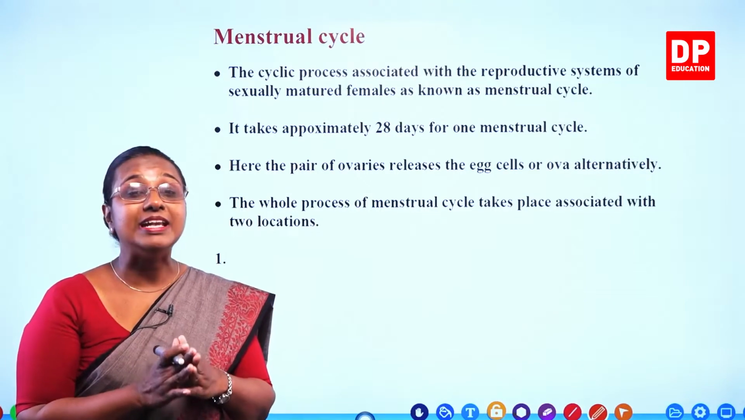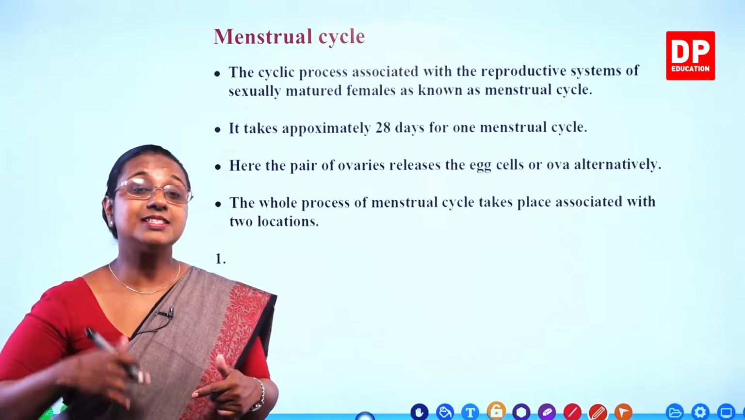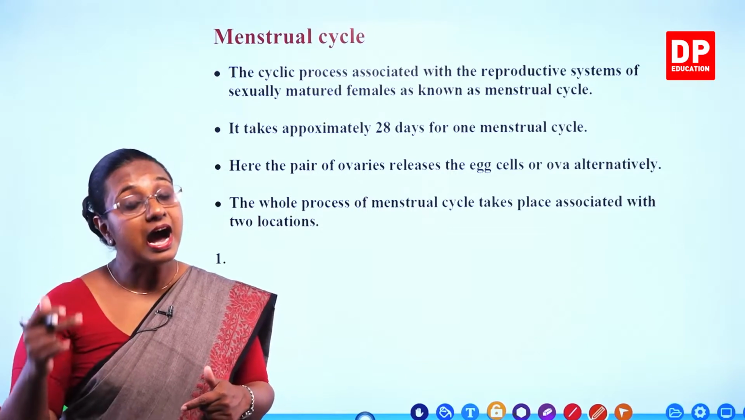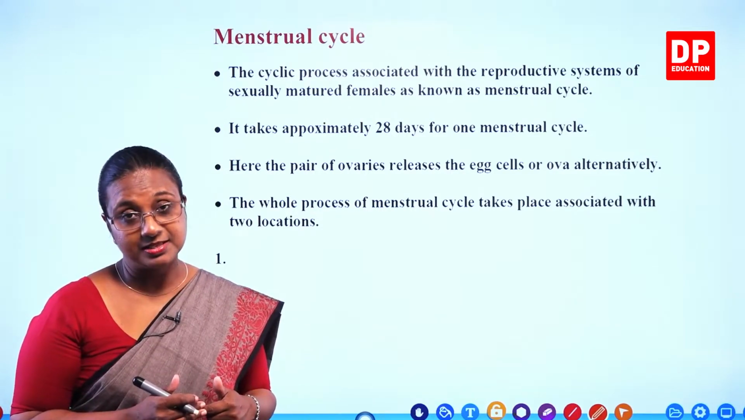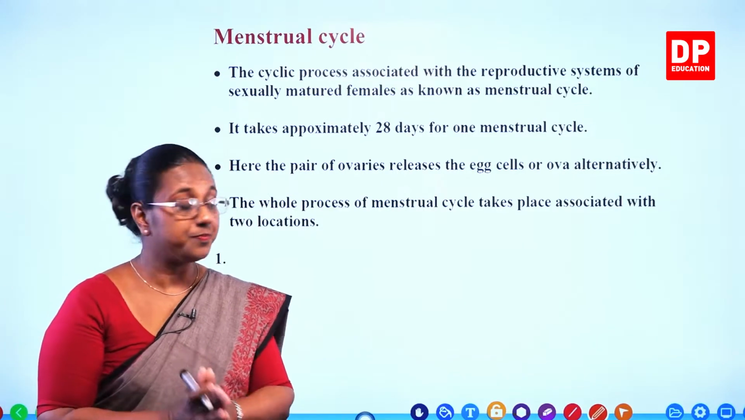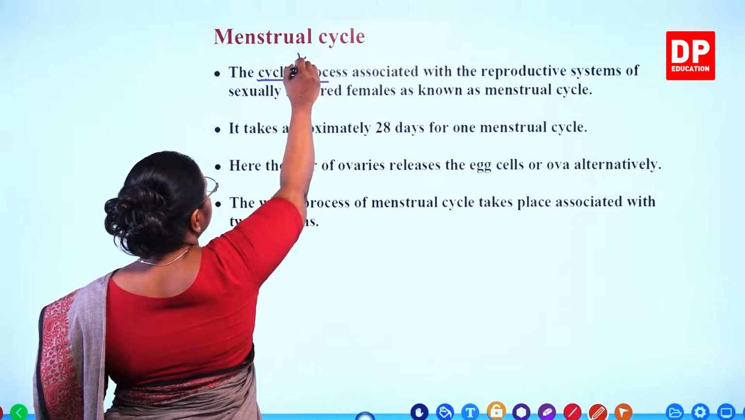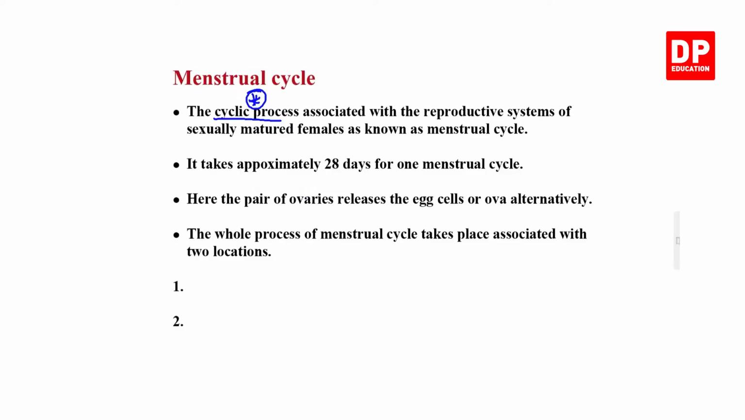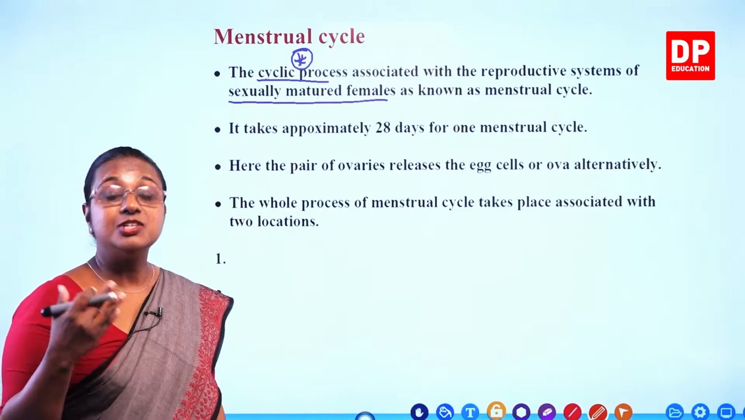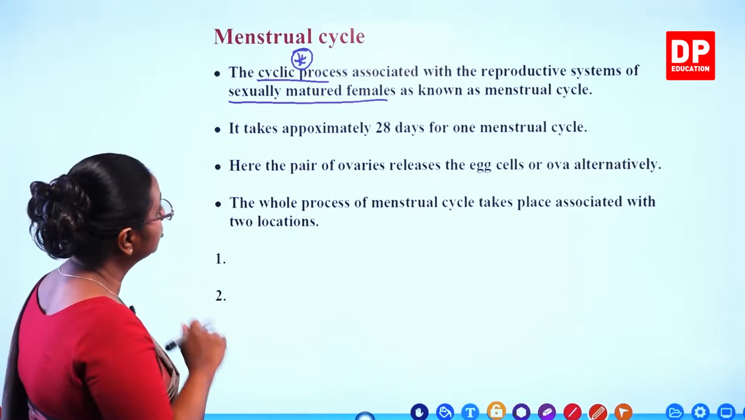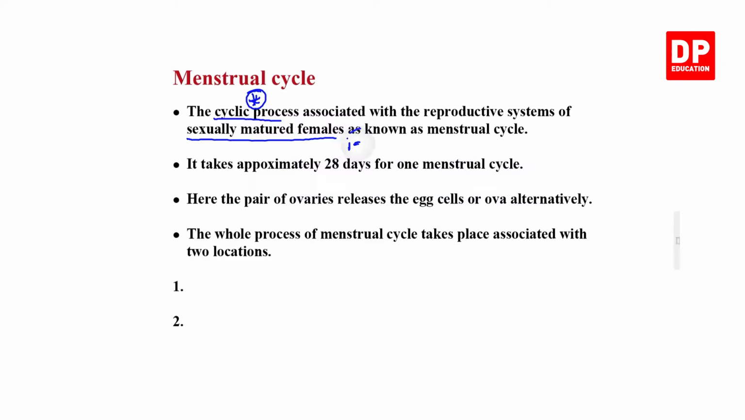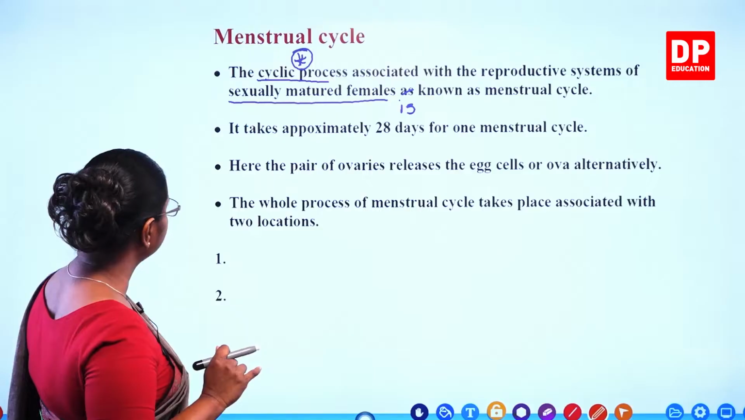This altogether takes about 28 days. So, this acts as a cycle of 28 days until the menopause of the female. That is where the cycle stops. So, it is a cyclic process, that's important, associated with the reproductive system of sexually matured females, that is after adolescence or puberty, and it is known as the menstrual cycle. So, that is how you can explain what a menstrual cycle is.